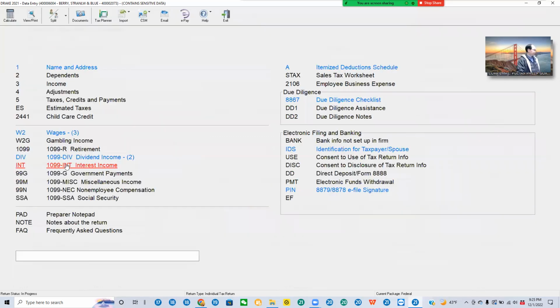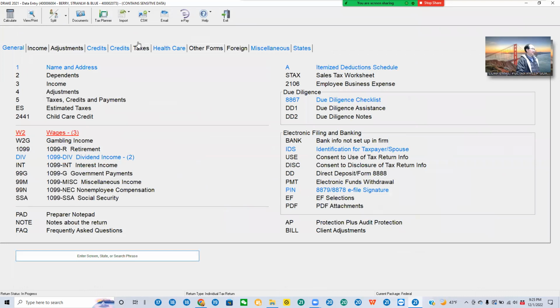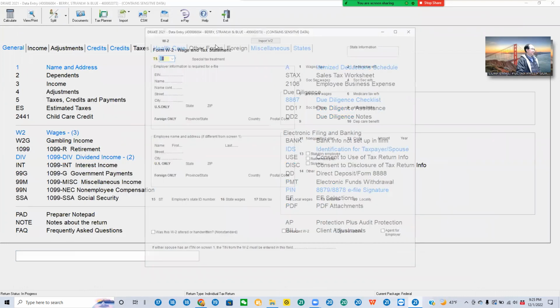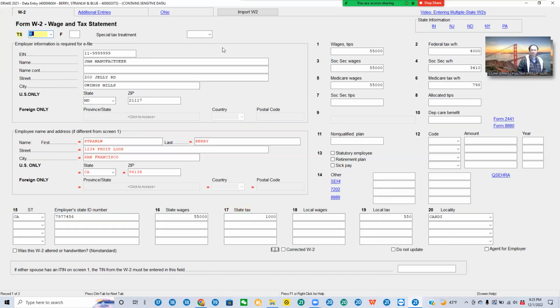Now, after I input the first one, I want to input the second one. How can I do it? Page down. Page down, and we'll go to the second W2 input. You input everything in here, page down again, go to the third W2. What's the difference right now? As you can see, in the left corner, this is the spouse.